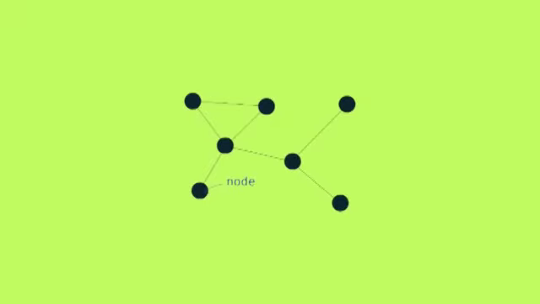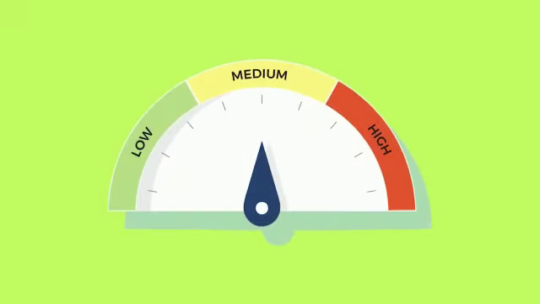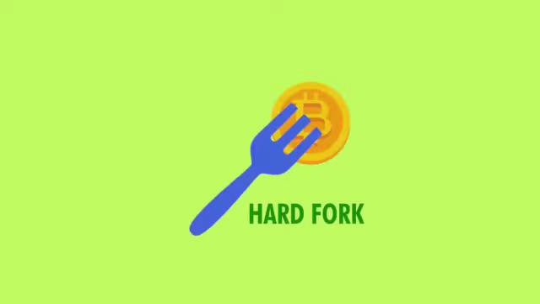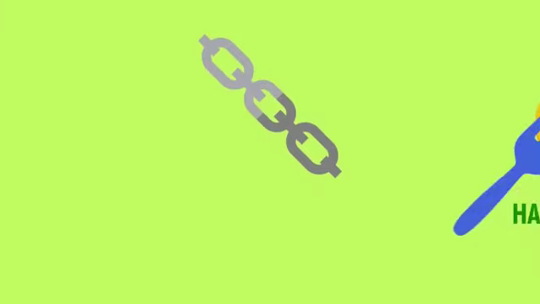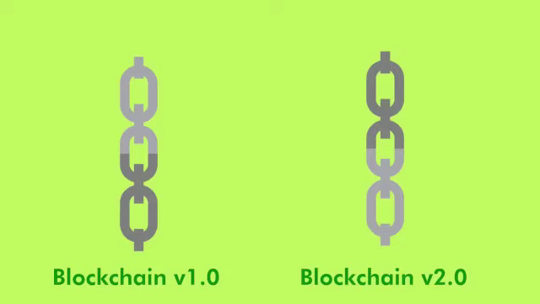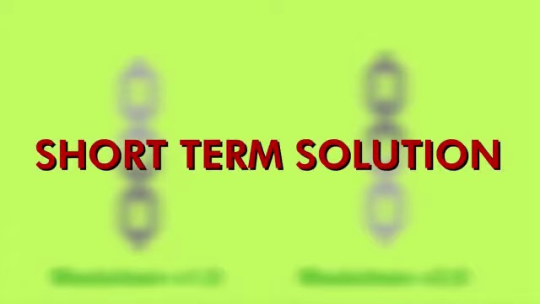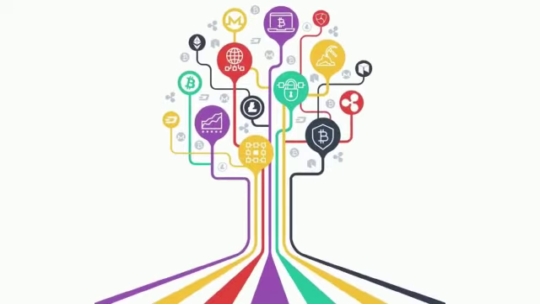The increased cost of this type of equipment would mean node pools would necessarily become smaller and more centralized, increasing the risk of a 51% attack. Increasing the block size will also require a hard fork, which risks splitting the community. If not everyone upgrades to the new blockchain, two separate chains will exist using two separate coins. Because of these issues, increasing the block size is only a short-term solution.